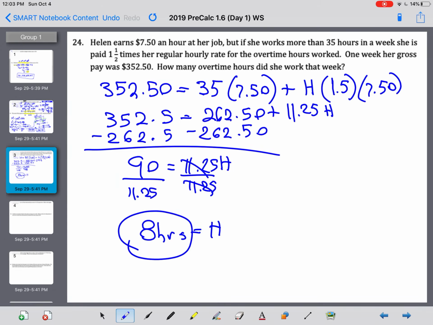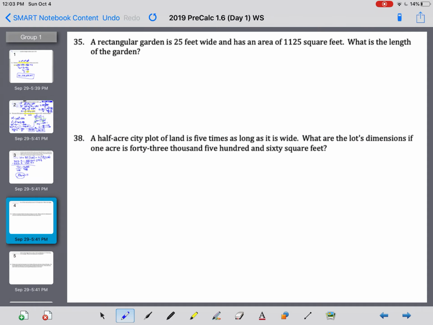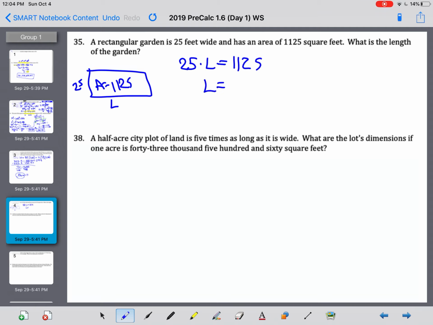Okay, continuing on here. A rectangular garden is 25 feet wide and has an area of 1,125 square feet. What is the length of the garden? So again, a garden here, rectangle. We're going to go 25 times length, and the area is 1125. So we're going to say that 25 times L equals 1125. Divide by 25, and we get 45 feet for the length. That was actually one you could skip there.